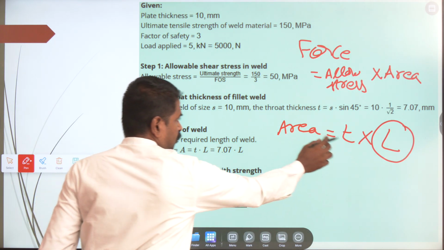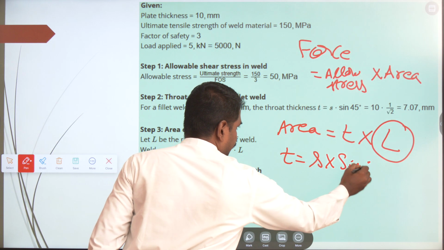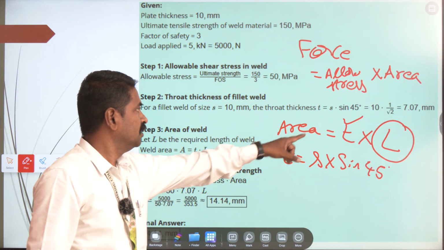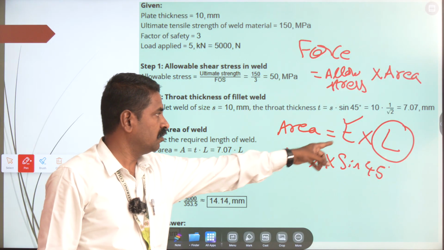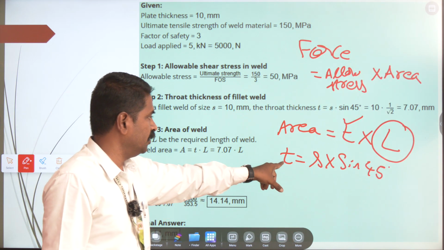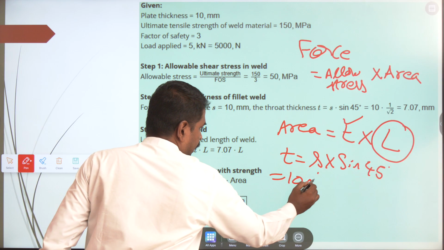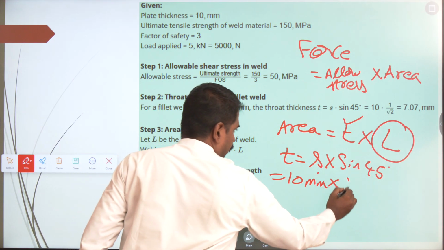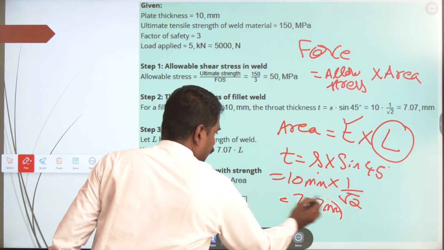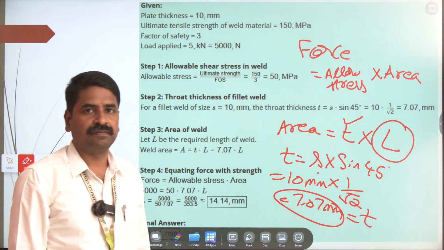So what is going to be your throat thickness T? It is nothing but plate thickness into sine 45 degree. So find out the throat thickness first, then you can find out the length of the weld, because if you substitute over there, you can get the answer. So what is going to be your throat thickness? What is going to be the plate thickness? It is going to be 10 mm into sine 45 degree, 1 by root 2. You will get a value of 7.07 mm. This is going to be your throat thickness T.